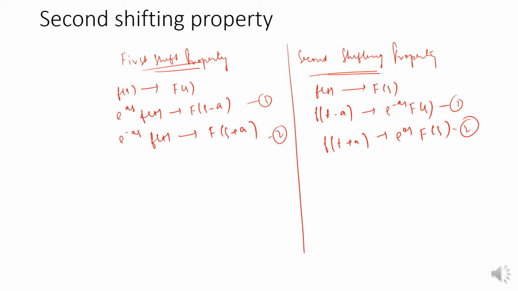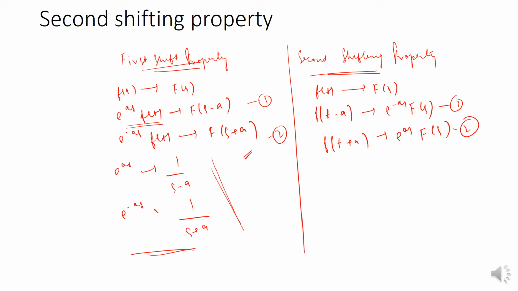The thing is, when I am multiplying a signal with e power at, as I said earlier, the Laplace transform of e power at is 1 by s minus a, and of e power minus at is 1 by s plus a. So when I multiply a signal with e power at, the output is f of s minus a, and e power minus at f of t transforms to f of s plus a. This was what we saw earlier, the first shifting property.